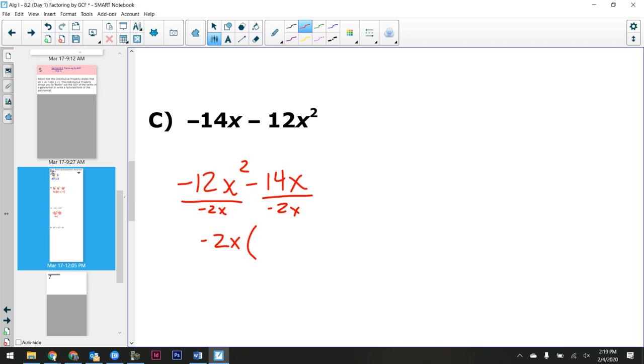Start your parentheses and now start putting what you get when you divide it out. What's negative 12 divided by negative 2? Positive 6. I had x squared. I took out one of the x's. What's left over? Just x. Negative 14 divided by negative 2. Positive 7. And what happened to my x's? They're all gone. They canceled. Questions about that?